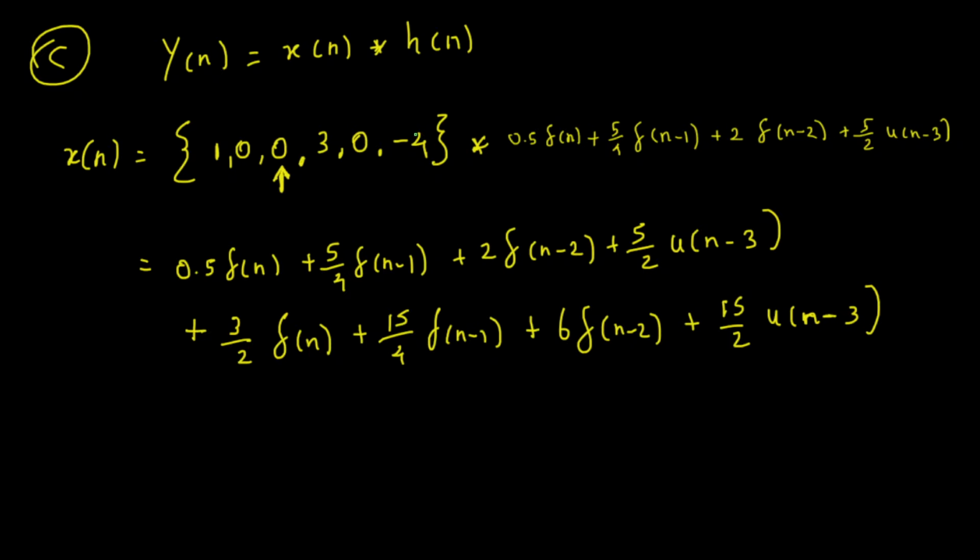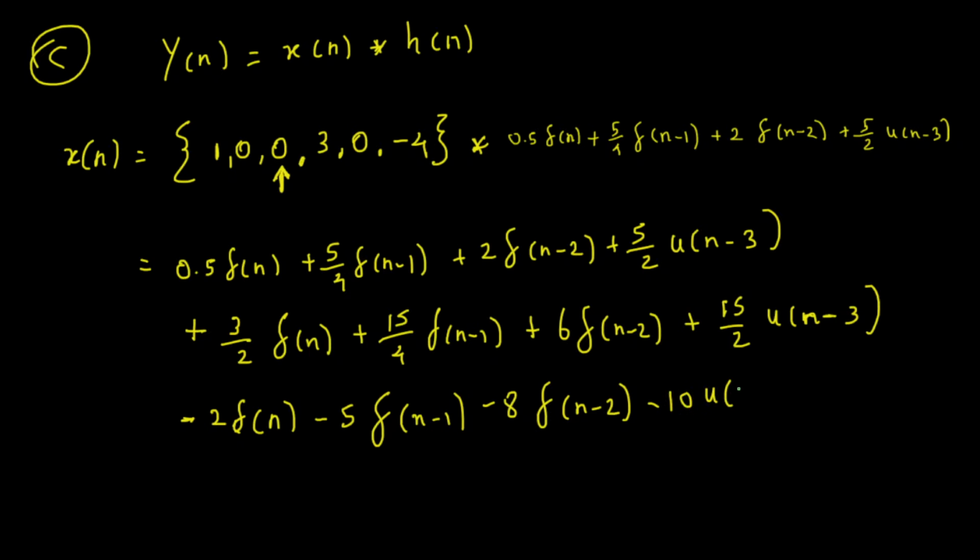Okay, then lastly we multiply everything by minus 4, so everything's going to be minus. Minus 4 times 0.5 is going to be minus 2 delta of n, and then minus 4 times 5 over 4, the 4 cancels, so we're going to get minus 5 delta of n minus 1, and then minus 4 times 2, that's minus 8 delta of n minus 2, and then minus 4 times 5 over 2, which is minus 2 times 5, which is minus 10 u of n minus 3. Okay, so this is going to be the expression.